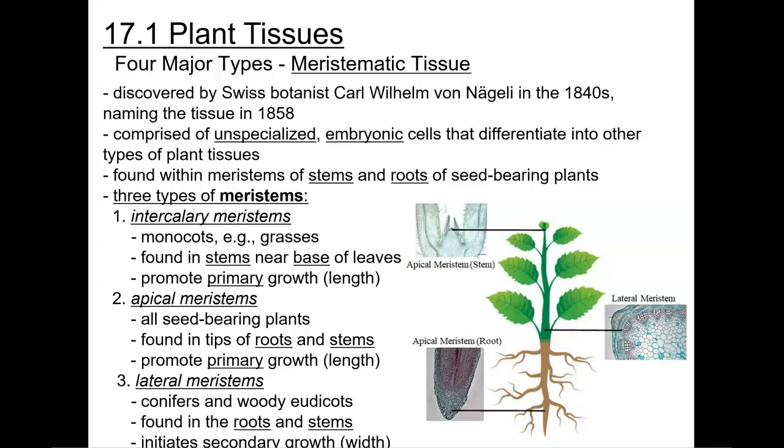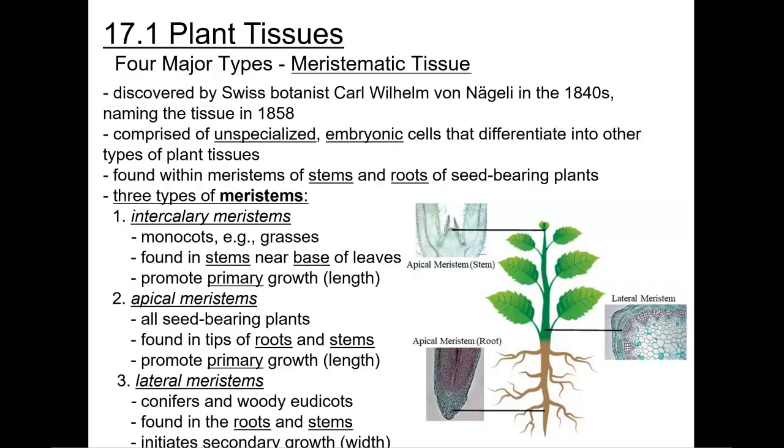First off, we're going to start with the meristematic tissues. The meristematic tissues were discovered by Swiss botanist Carl Wilhelm von Nägeli in 1840. He named the tissues in 1858. They are comprised of unspecialized embryonic cells that differentiate into other types of plant tissues. This is found within the meristem of stems and roots of seed-bearing plants.